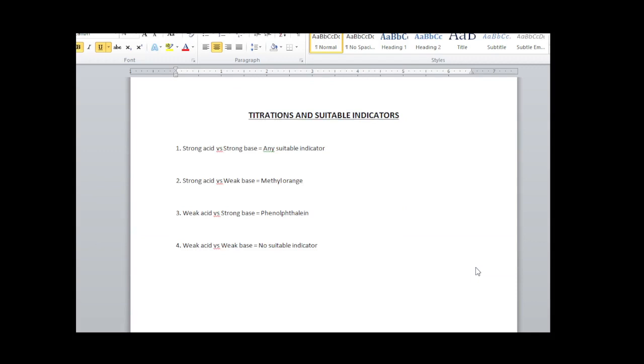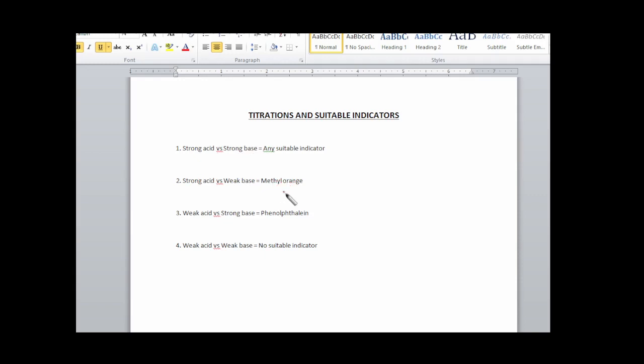Now, this is the third one that we have here. I'm talking about suitable indicators for titrations. Indicators are chosen based on the type of reaction you want to carry out. The type of titration you want to carry out will direct you on the choice of indicator that you are to use. So if you have a strong acid to react with a strong base, any type of indicator should do that for you. Using any type of indicator, you'll be able to carry out the reaction between a strong acid and a strong base. But if the reaction is between a strong acid and a weak base, you'll be needing methyl orange as an indicator.